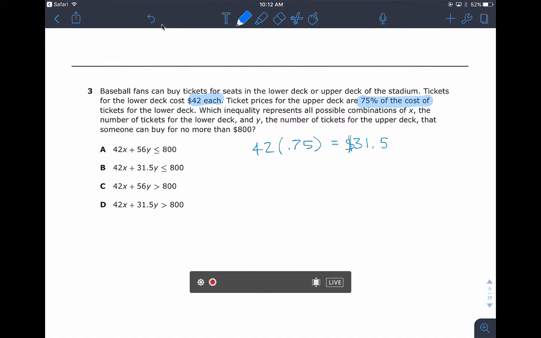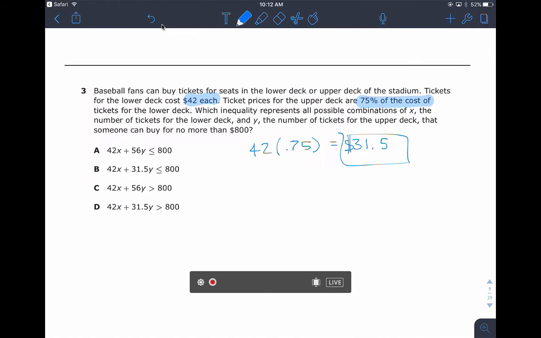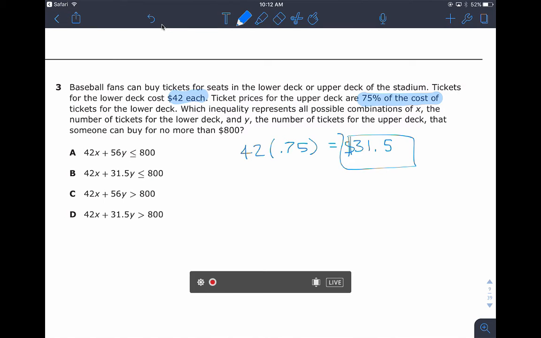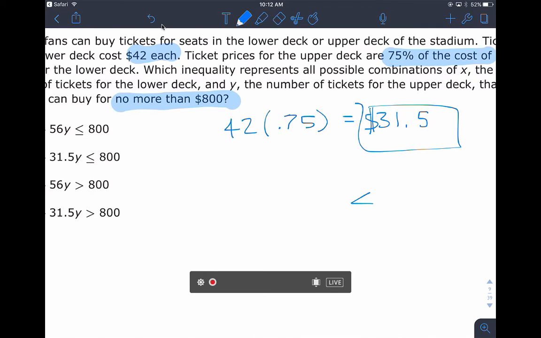Going on right there. So we've got to figure out some way to incorporate that cost and then also the $42 each. Okay, which inequality represents all the possible combinations of X, the number of tickets for the lower deck, and Y, the number of tickets for the upper deck, that someone can buy for no more than $800? That means we need to be less than 800 bucks. And actually, no more than also means you could be at exactly $800, and if we were at exactly $800, we're good. So we're going to say less than or equal to.